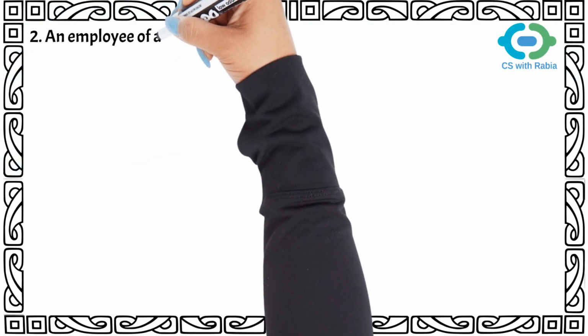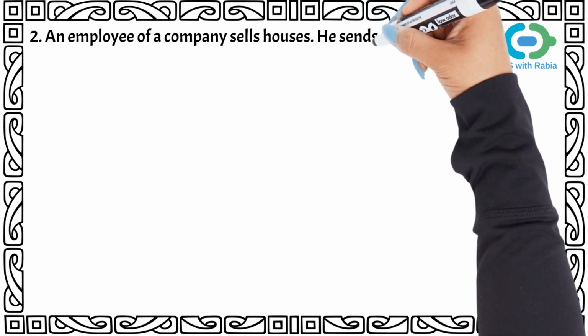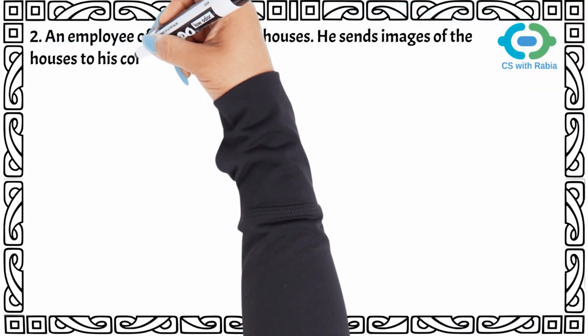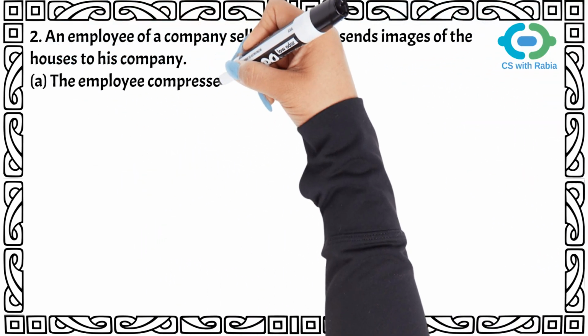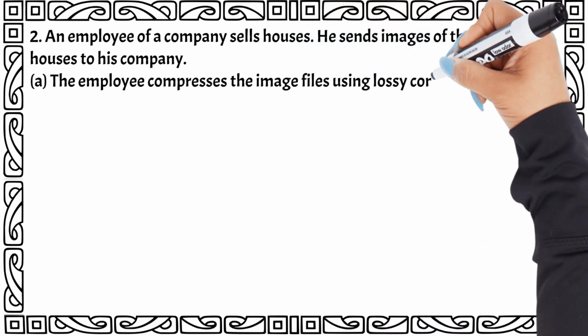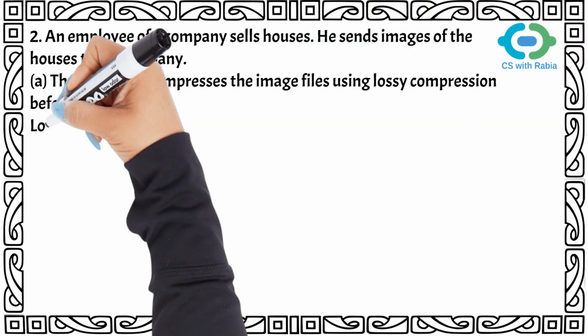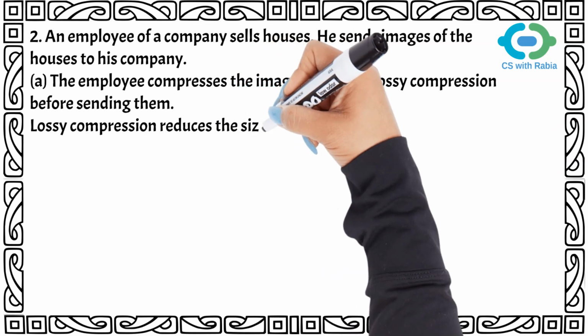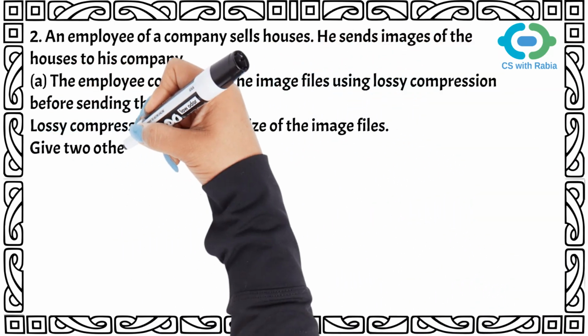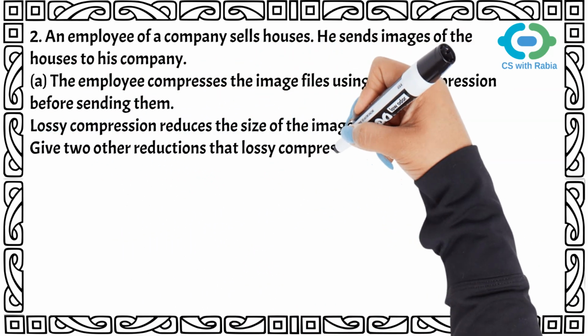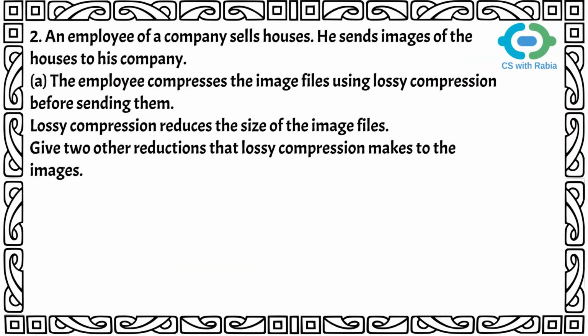An employee of a company sells houses. He sends images of the houses to his company. The employee compresses the image files using lossy compression before sending them. Lossy compression reduces the size of the image files. Give two other reductions that lossy compression makes to the images.